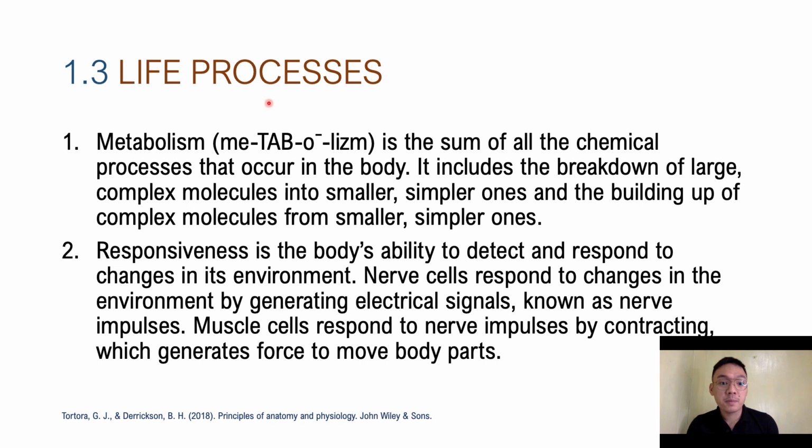Next would be responsiveness, which is your body's ability to detect and respond to changes in your environment. For example, your nerve cells respond to changes in the environment by generating electrical signals, and we know them as your nerve impulses. Muscle cells also respond to these nerve impulses by contracting, generating force, and moving body parts. The same thing with your glands. Your endocrine system also acts upon it by releasing hormones to the target organs.